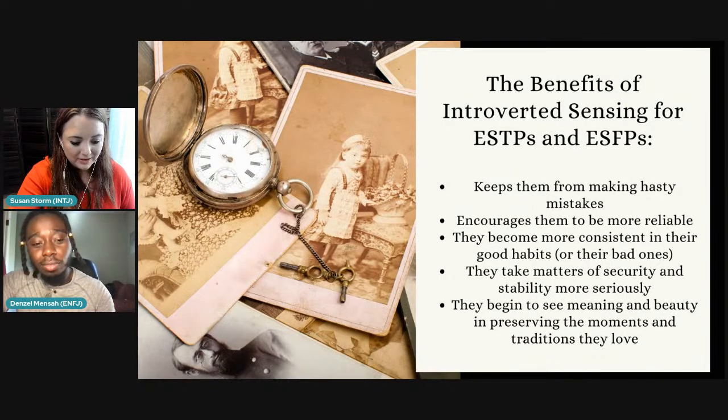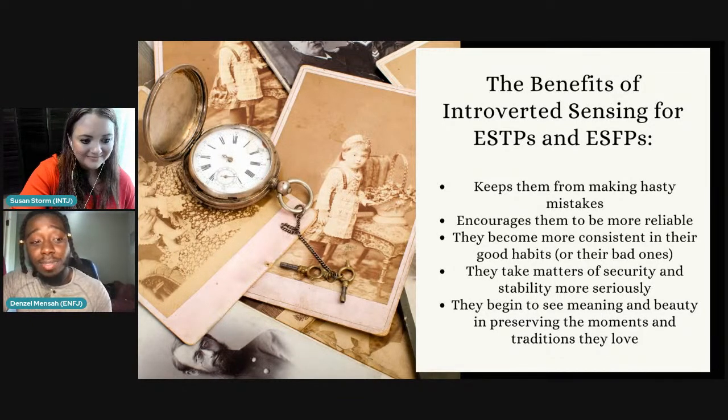Denzel, any thoughts from you on that? I think that you nailed it. Yeah, that's all great.